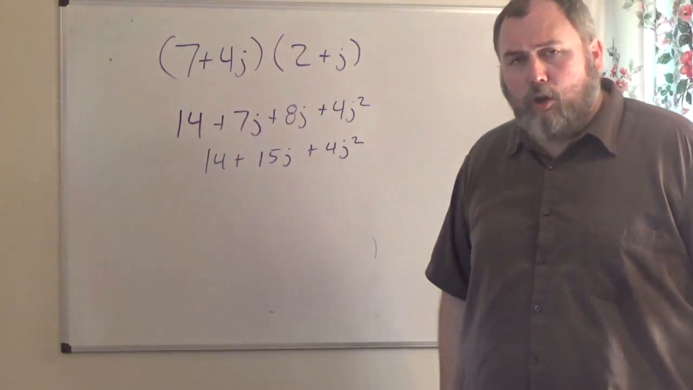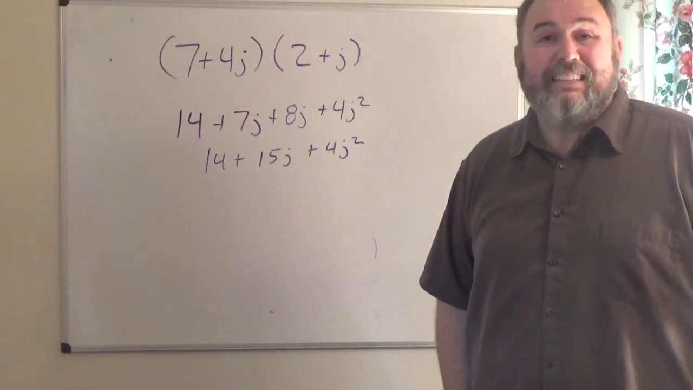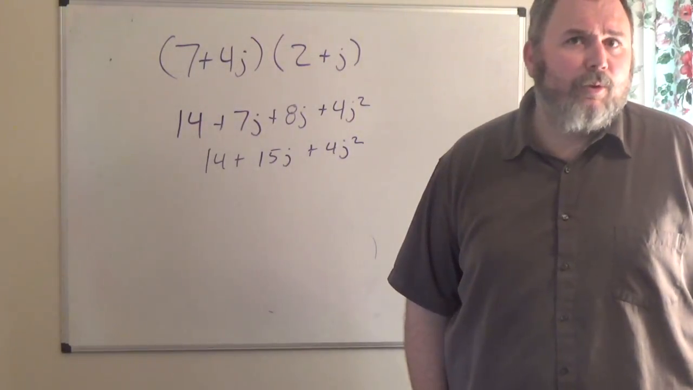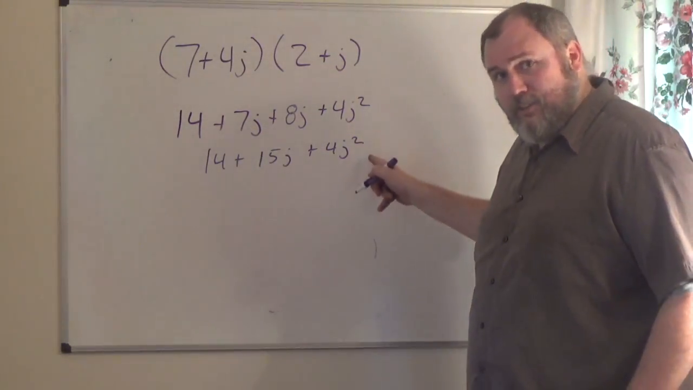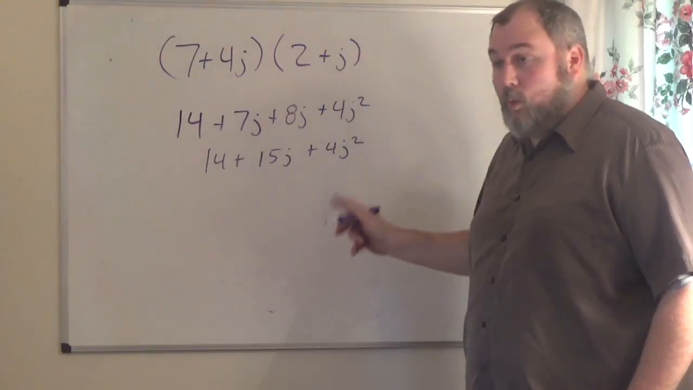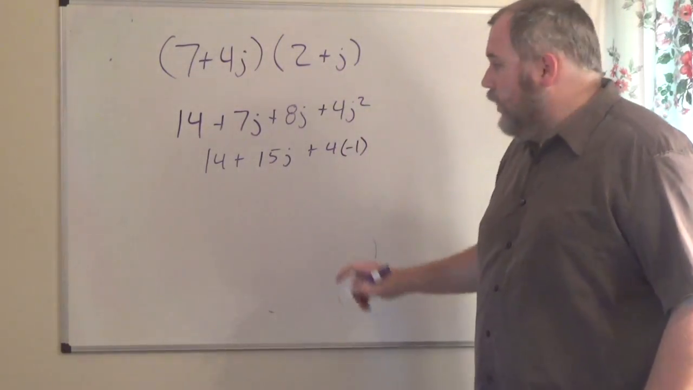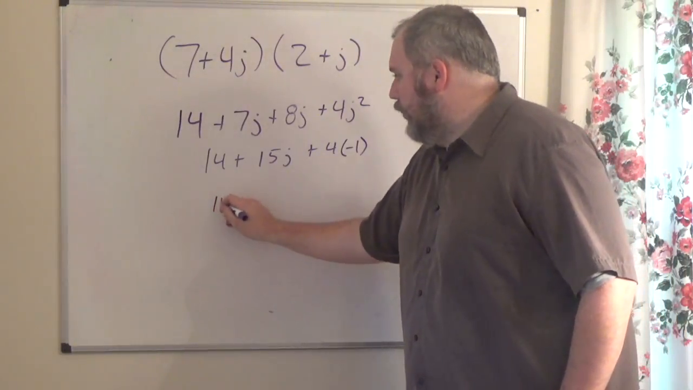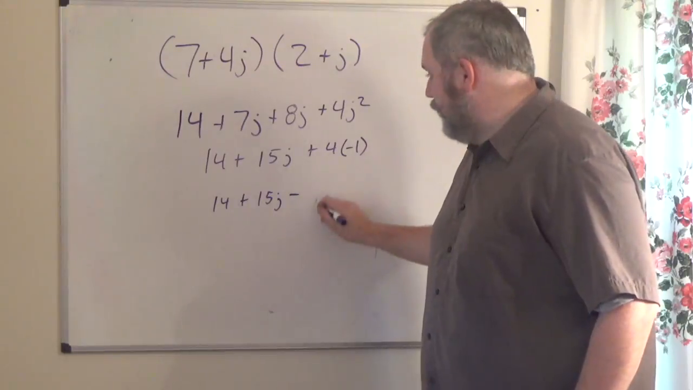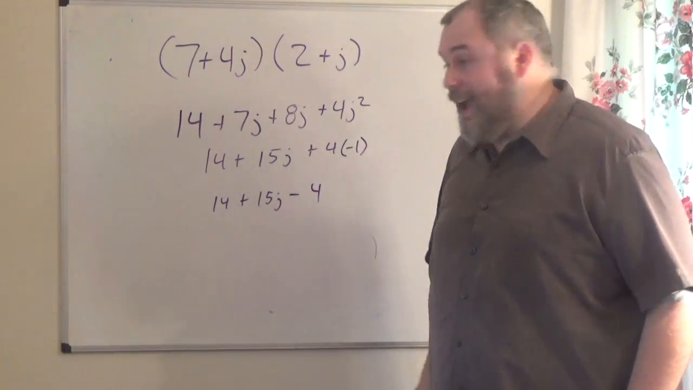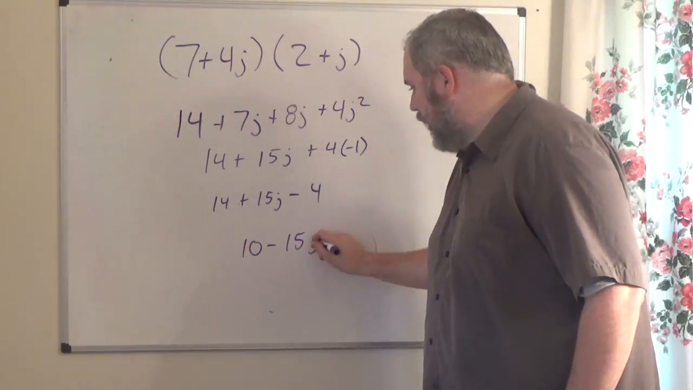Now, you are used to stopping at this point when we're working with normal variables, but j is not a normal variable. It's an imaginary number. Look at this, guys. This says j squared. j squared means what? Negative 1. So really, this is saying 14 plus 15j minus 4. Simplify again. 10 plus 15j.